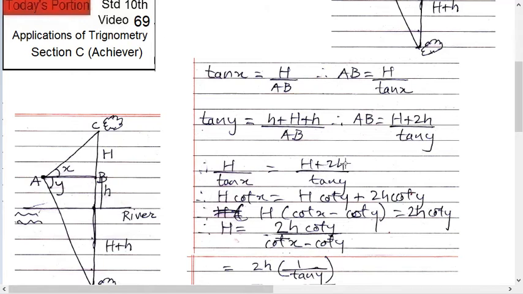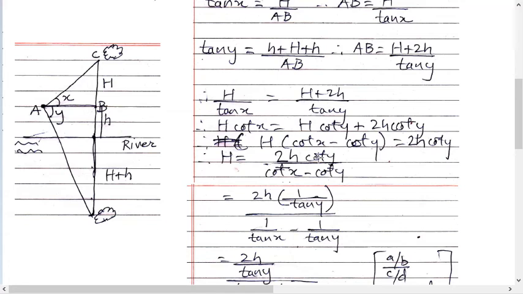Therefore H cot x equals (H plus 2h) cot y. Take tan y above, it becomes cot y, and remove the brackets: H cot x equals H cot y plus 2h cot y. Combine H on one side: H into (cot x minus cot y) equals 2h cot y. Therefore capital H equals 2h cot y upon cot x minus cot y.